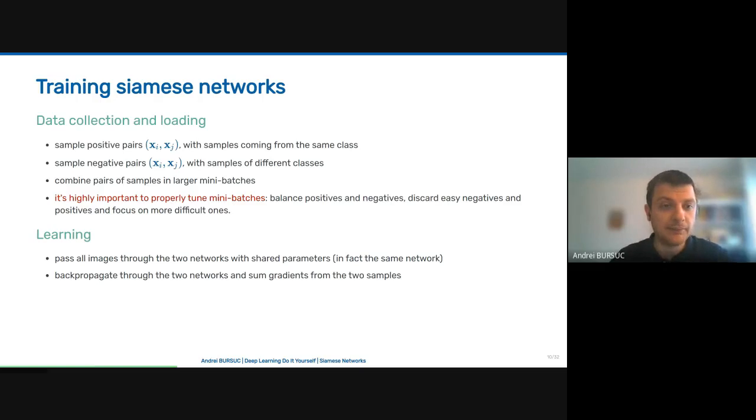And for the learning, in the second stage, once we have the data collection and loading, once we have loaded these and created our mini batches as we wanted to, for the learning we practically pass all the images through the two networks which share parameters. In most of the cases, at least for the experiments that you will do, it is practically the same network on the same GPU. It's just that the samples are seen as two different images, and when we do the backpropagation, we will sum the gradients from the two images and then update the weights. So that's about it with Siamese networks.